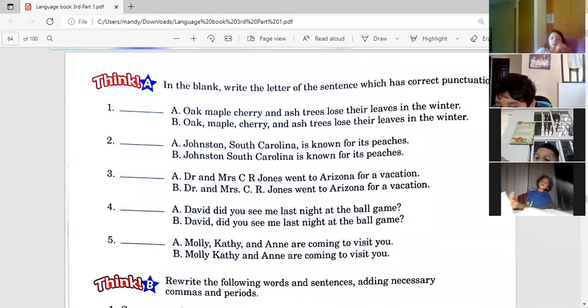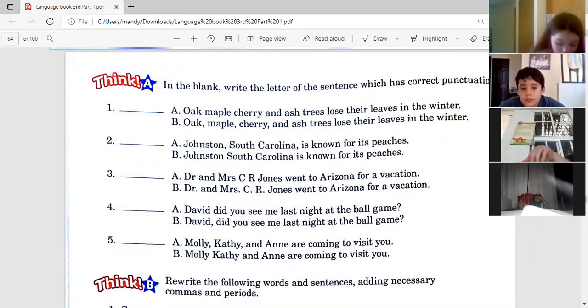In the blank, you write the letter of the sentence which has correct punctuation. Okay, that means we analyze every sentence, yes? And we choose what is the letter that is the sentence that is correct, yeah? We have two options, A or B. Okay, oak, maple, cherry, and ash trees lose their leaves in the winter. Oak, maple, cherry, and ash trees lose their leaves in the winters.